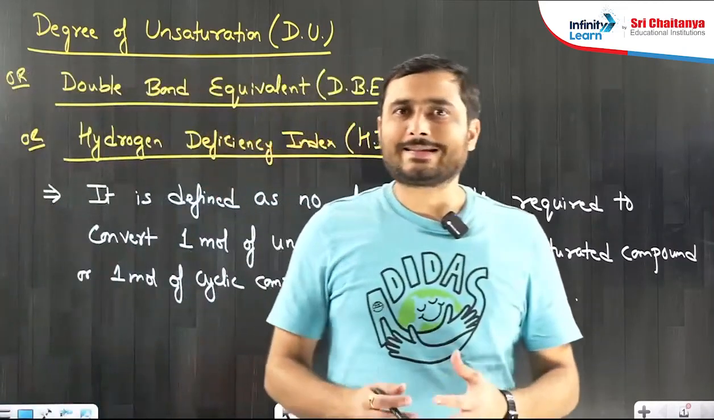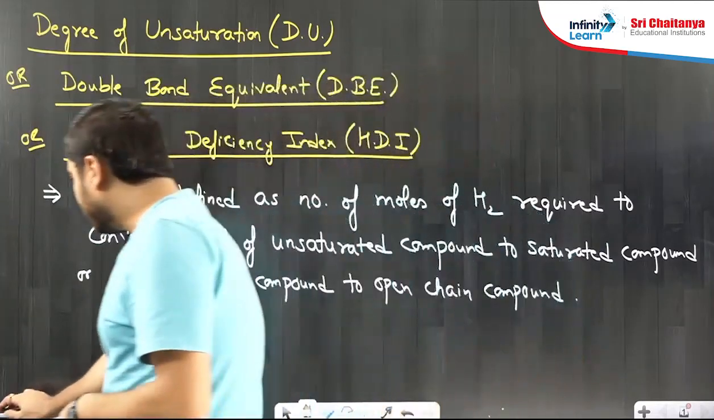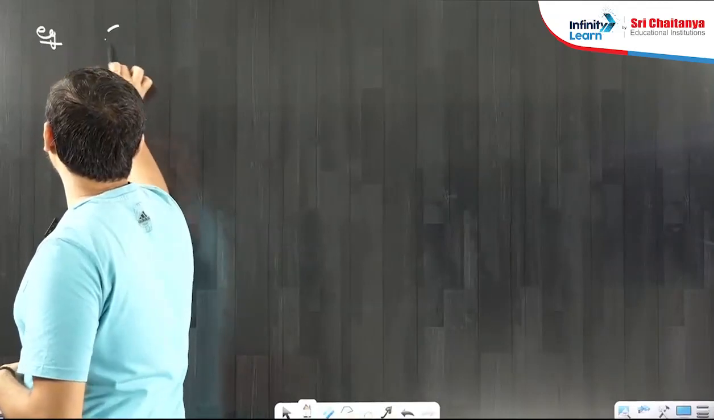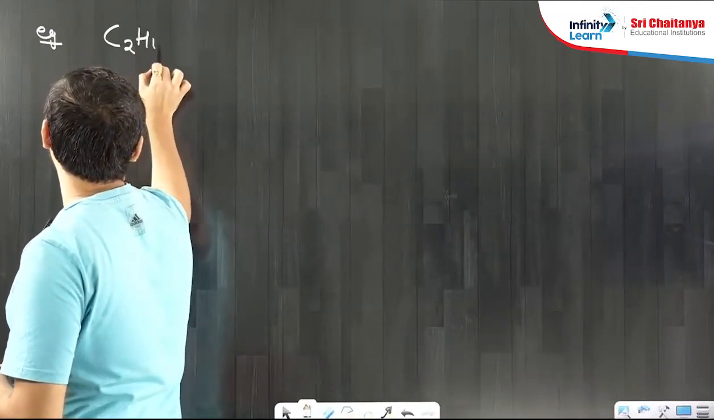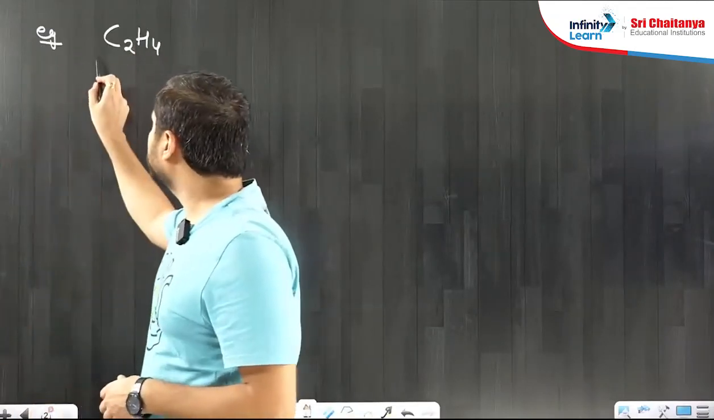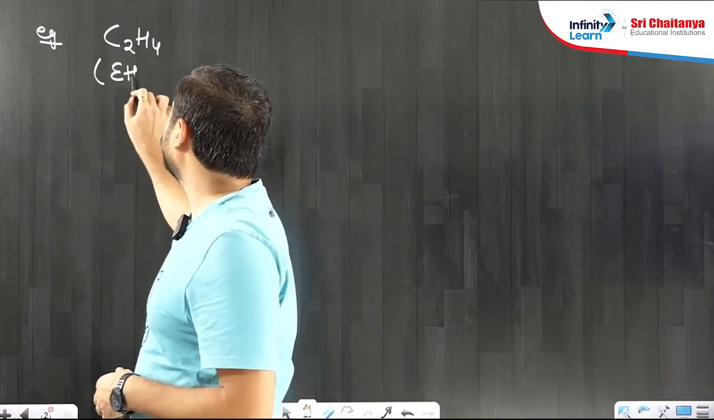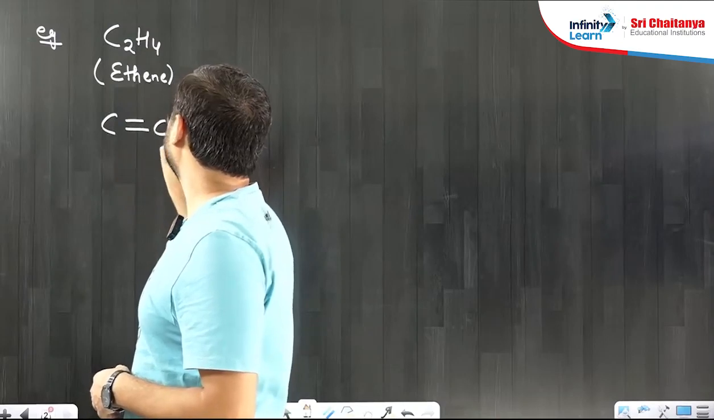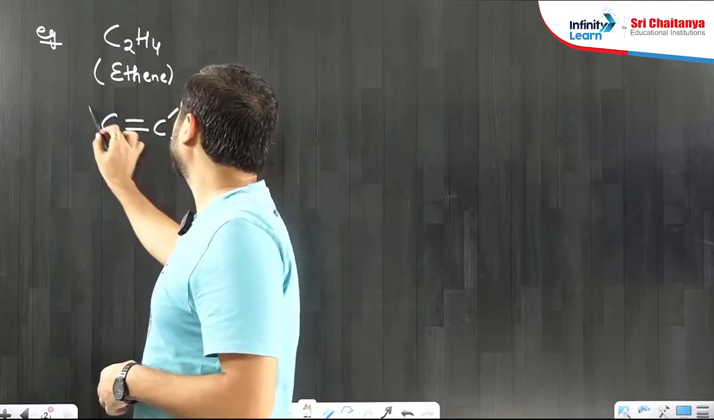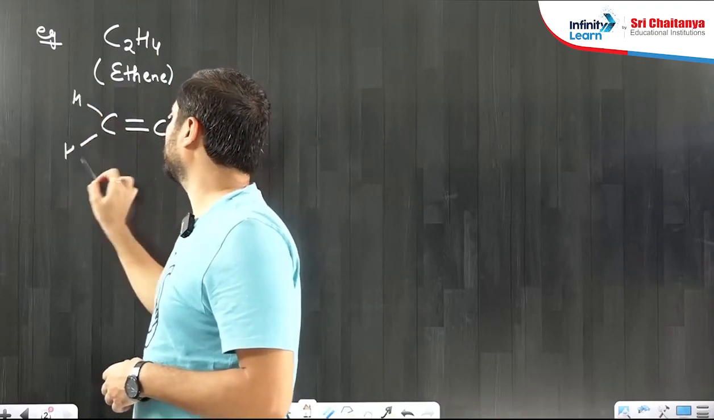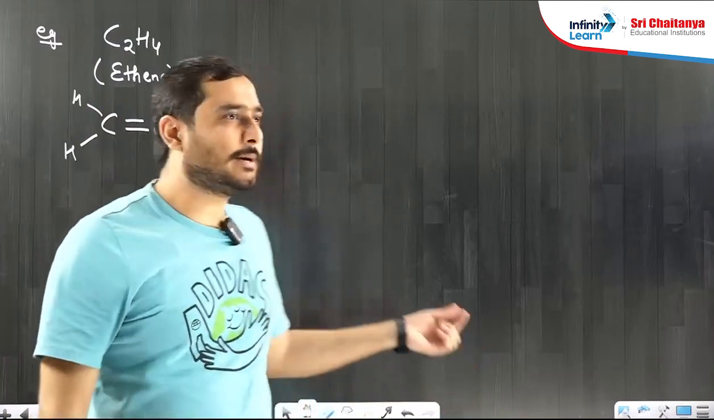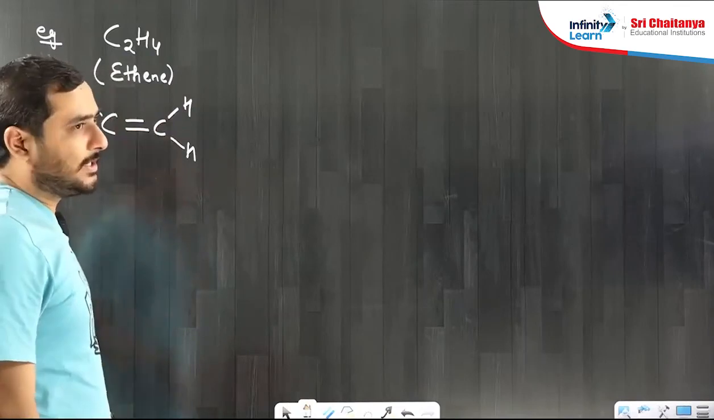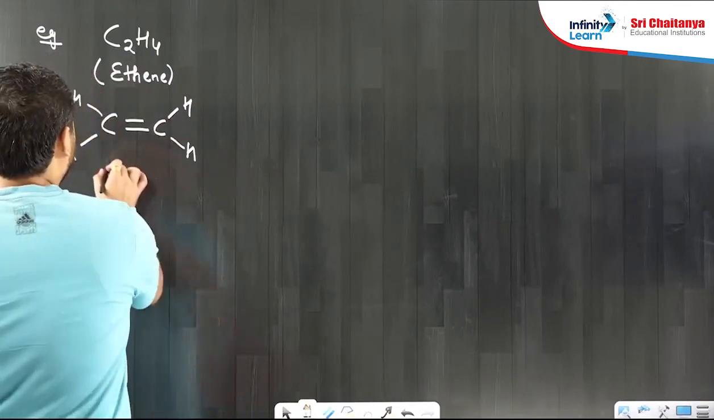Now we will take examples for this. Let us take the first example, a very simple compound, C2H4. What is the name of C2H4? C2H4 is ethene, and we know it is carbon double bond carbon, with hydrogen, hydrogen, hydrogen, hydrogen. Now which type of compound is it, saturated or unsaturated? This is an unsaturated compound. Now how many moles do we take? 1 mole.